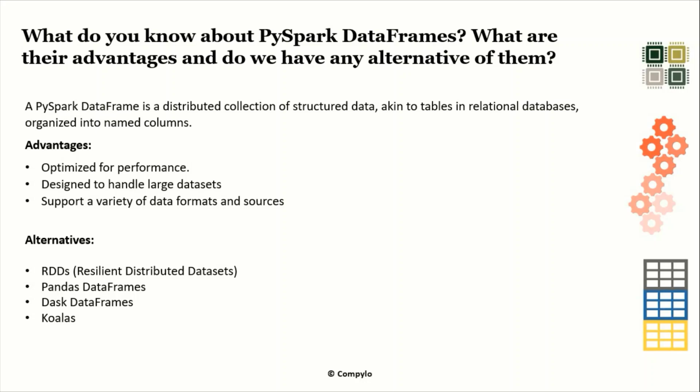We can also talk about Dask data frames. Basically, Dask is a parallel computing library that provides a similar data frame interface as Pandas, enabling larger than memory computations across a cluster. While not a direct alternative, it can be used for similar use cases in a distributed manner. And finally, Koalas. Koalas is a library that provides a Pandas-like API on top of Apache Spark. It aims to simplify transition between Pandas and PySpark DataFrames, making it easier for Pandas users to leverage Spark distributed capabilities.